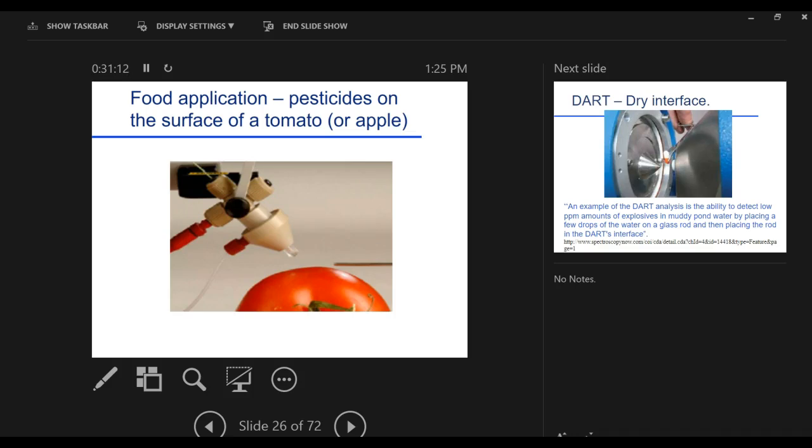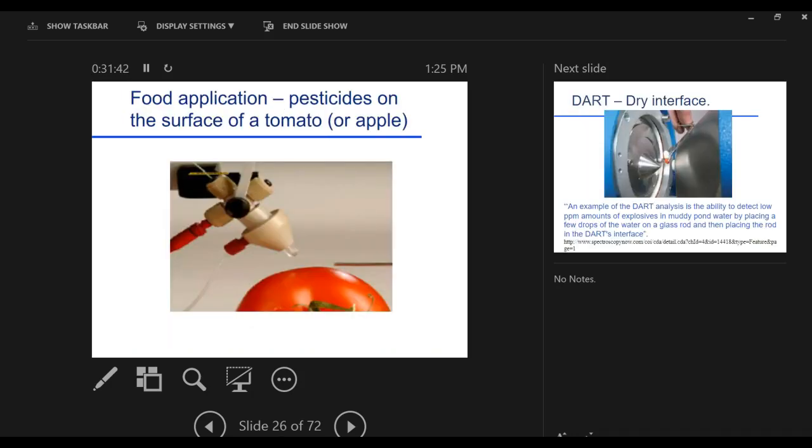This is an example. We want to look at pesticides on a tomato. What do we do? We take the tomato, we put it there. Here's our high energy beam coming in. Anything that it strikes is going to take on some energy, and then it gets drawn down here. Talk about easy sampling. Take your tomato, put it under there. Poof, I know what's on the surface of that tomato. So it's really neat in that sense.